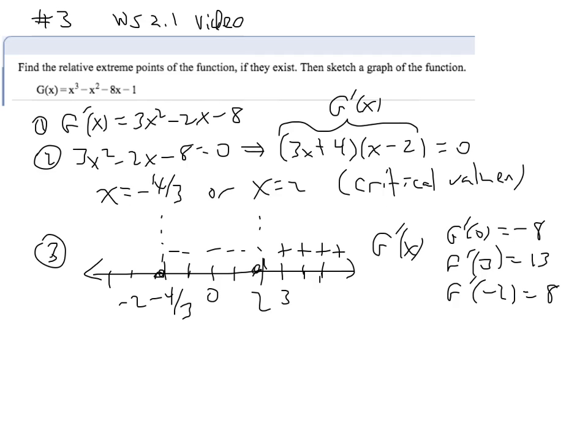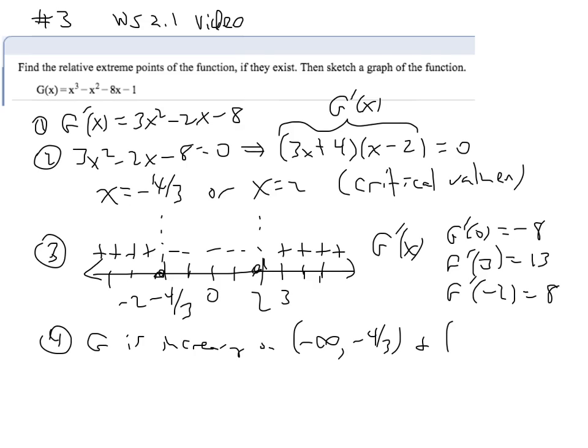So g prime of negative 2 is positive 8, which means I'll put a plus here, which means I put pluses everywhere out here. And so finally my conclusion is that the original function g is increasing on the interval negative infinity to -4/3. In other words, all of these places where I have a positive first derivative. And also on the interval 2 to infinity, because I also have pluses out here for g prime.